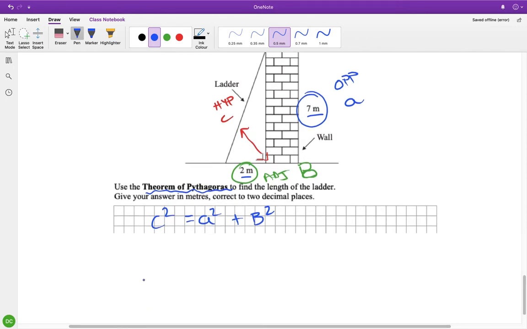Okay, so put everything in the right place. So C, I don't have a number, I don't know what the ladder is. That's my question, find the length of the ladder. So I'm just going to leave C as C. A is 7 and B is 2.